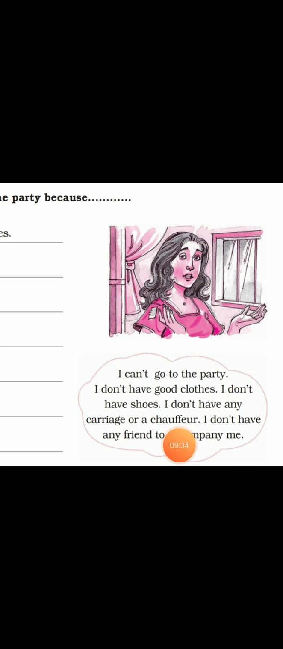Now, what is the next worksheet? Cinderella could not go to the party because she did not have good clothes. These are some of the statements which Cinderella has given. I can't go to the party. I don't have good clothes. I don't have shoes. I don't have any carriage or a chauffeur. Chauffeur means a private driver. So what is the pronunciation of this word? Chauffeur. I don't have any friend to accompany me. So this is the statement of Cinderella.